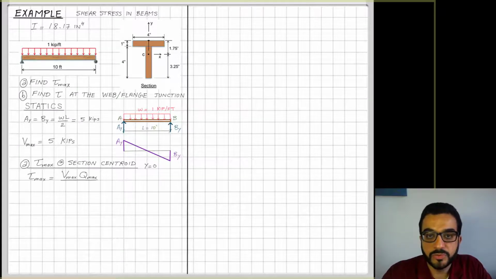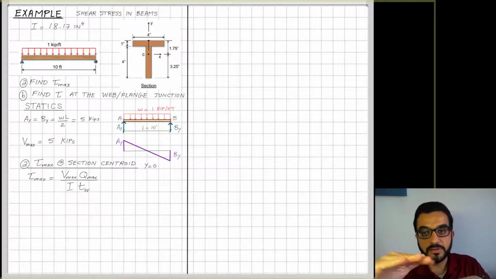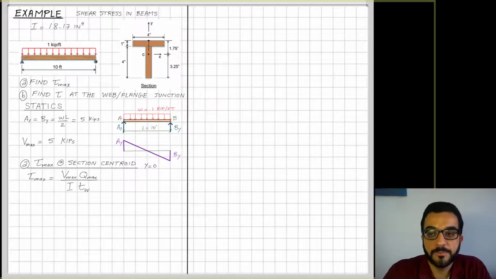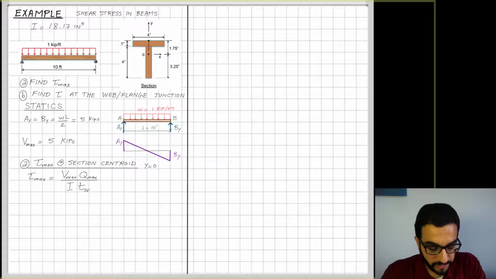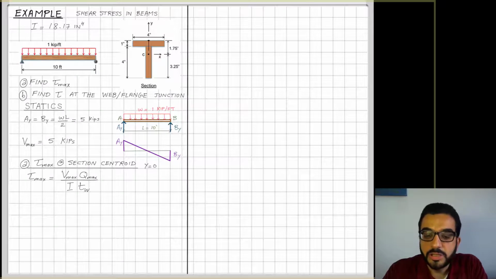So tau max is equal to V max, referring to the section that we identified, over I, Q max, and t web. So t web here is the thickness of the web, because we're slicing this beam at the web, which is the centroid, where the centroid is. So the problem turns out to be I have V max, I know I, I know the thickness of the flange here to be 1 inch. I just need to figure out here Q max.